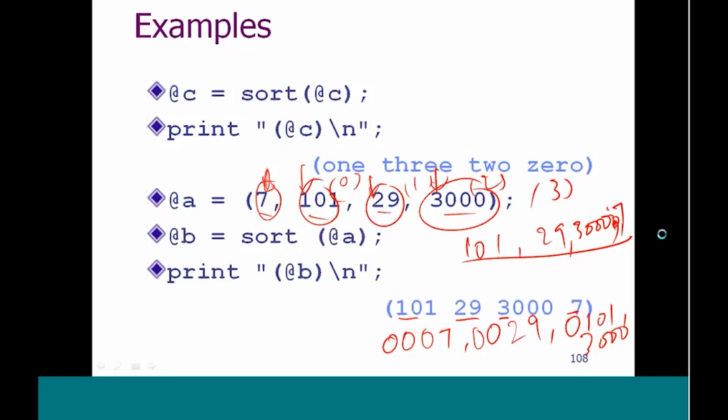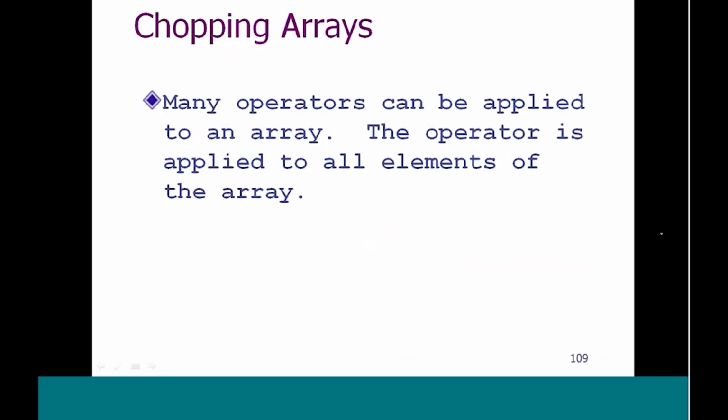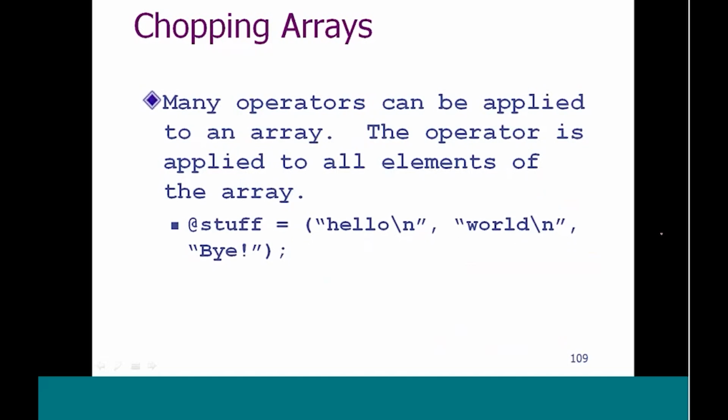So now let's look at some more functions, essentially chopping arrays. We can apply many operators to an array. The operator is applied to all the elements of the array. So chopping is one of the operations, and when we apply it, this particular operator is applied to all the elements of the array. So if you do a chop on this particular array, can anyone tell me what will be the result?